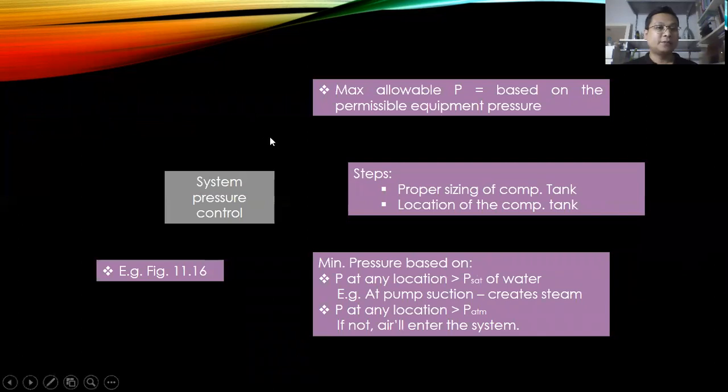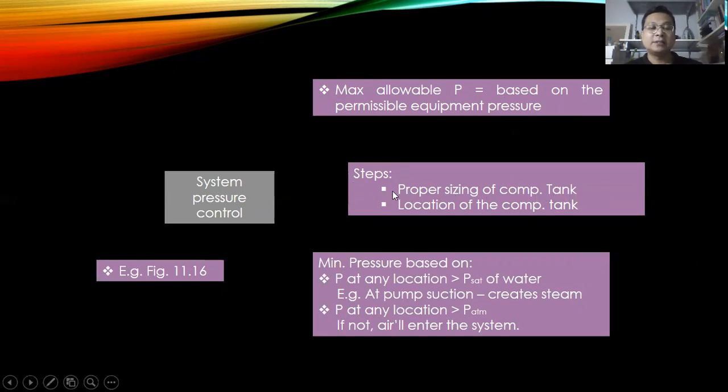Okay, system pressure control. This is a parameter we can use to control pressure. We can use the maximum level of P based on the permissible equipment pressure, which we can see from the gauge reading. So we should avoid exceeding the maximum allowable P.